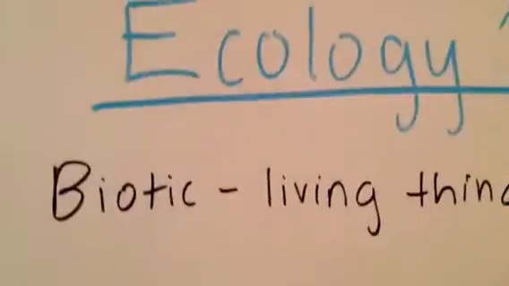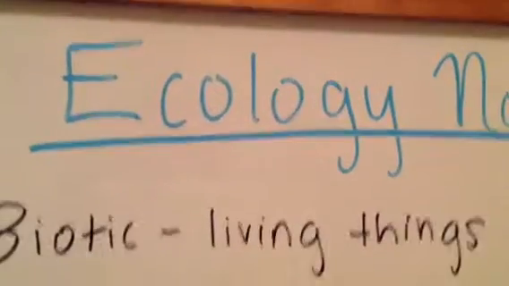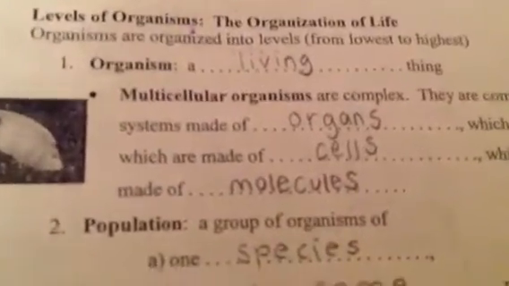So in an environment, of course, there is a level of organisms, which is basically the organization of life. So organisms are organized into levels from lowest to highest. So an organism is a living thing.